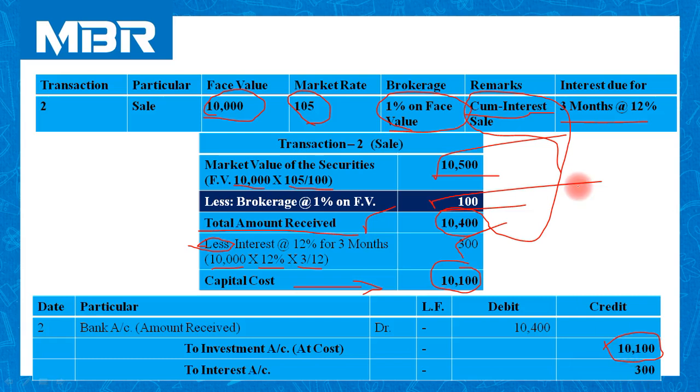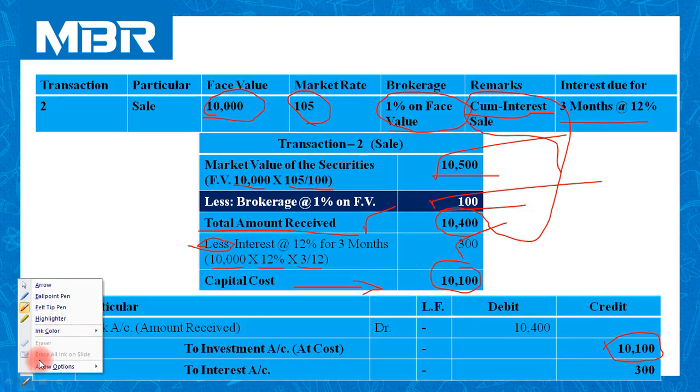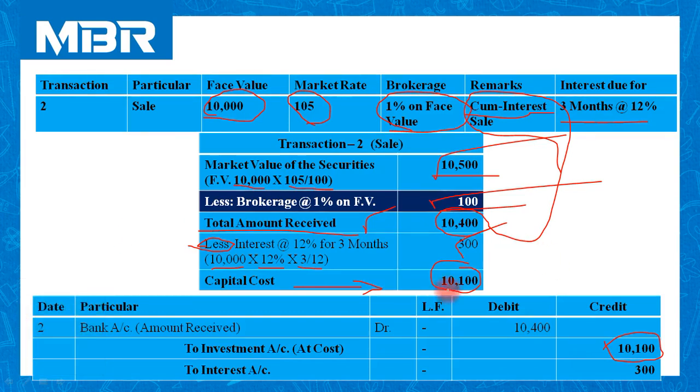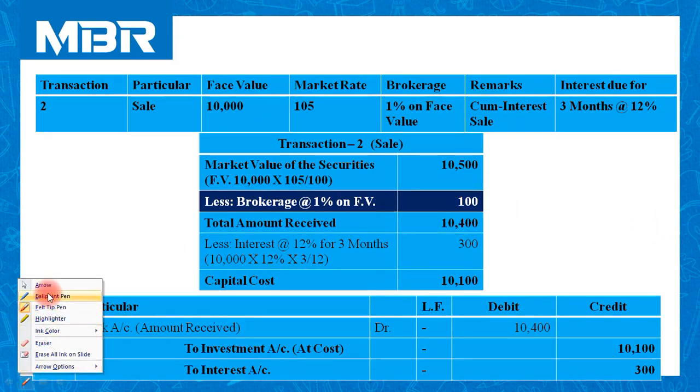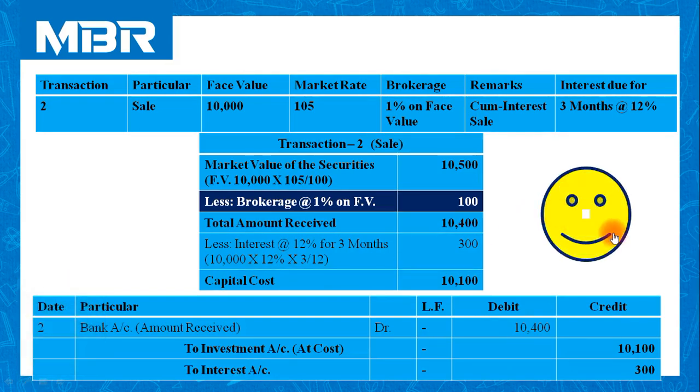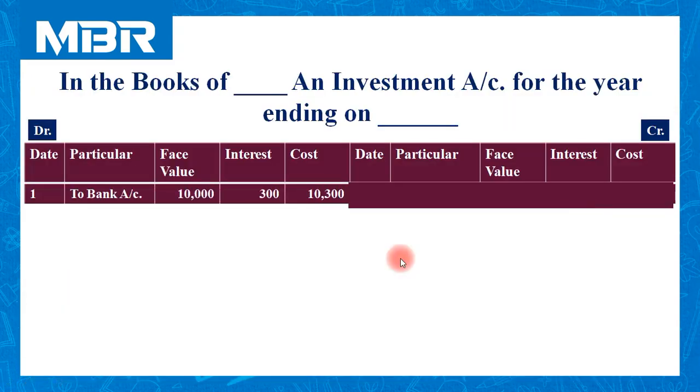In case of purchase, we have received investment and we have paid the amount. And in case of sell, we have received the amount and paid the investment. So always try to differentiate transactions of receipt and payment, that is sell and purchase. I hope all of you are clear with these calculations. Let us move to the ledger posting of this transaction.